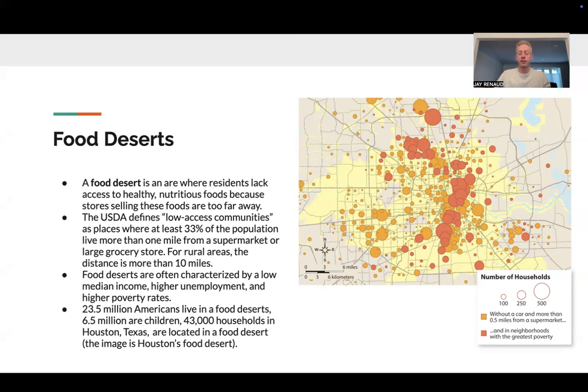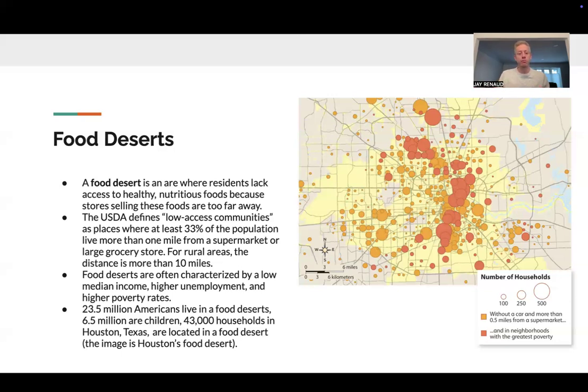And so food deserts are a serious thing that we need to try and combat. In the United States, more than 23 million people live in a food desert. In rural areas, it's more than 10 miles. So I try and get my students to talk about why food deserts exist, where they exist, and why.